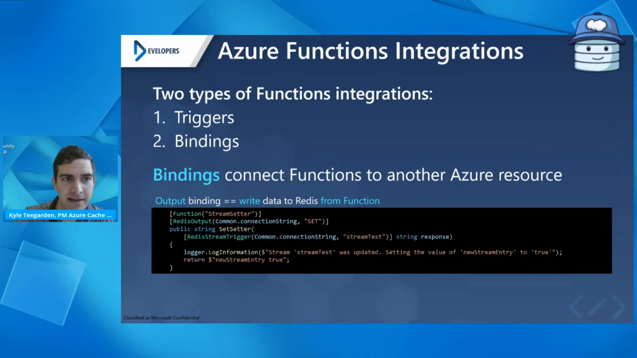So it's going to be set, and then this is the parameter. In this case, we're setting the key new stream entry to the value of true every time this function runs. So basically, we're triggering every time there's a new entry to the stream. We've got a variable in Redis saying there's a new stream entry, and we're setting that to true. So just simple examples of how to use bindings to make your application a little easier.